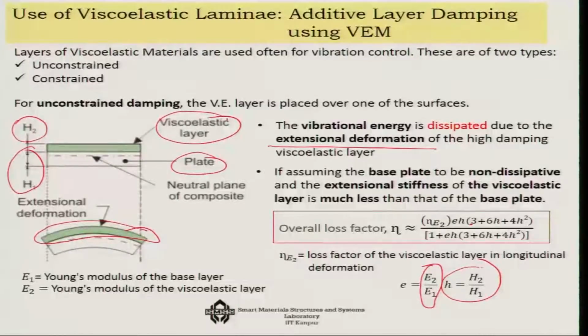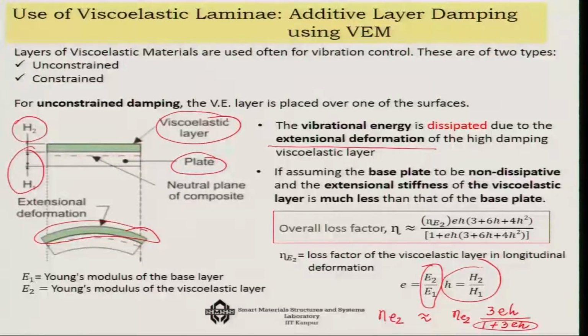In fact, if you neglect all higher order terms, then your eta will be approximately eta E2 times 3EH over 1 plus 3EH, that is what it will be. So, essentially this is one factor which will be less than one, because with the 1 plus 3EH your denominator is more. Unless the E2 over E1 ratio is very high, you will not gain much out of it.